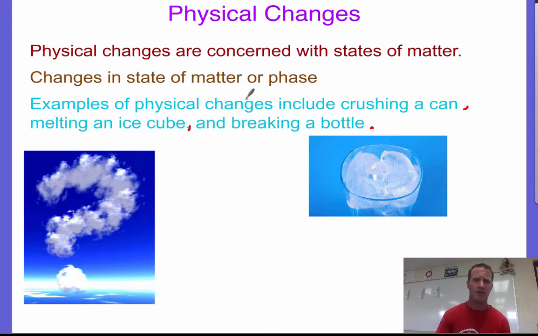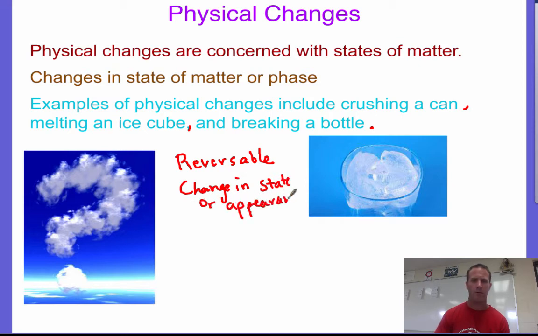Physical changes have a couple of rules. Number one, they're usually reversible. Number two, it's a change in appearance or state. Those are just physical changes, things where you can change their appearance and they go right back. We don't necessarily focus a lot on the physical changes in biology, but it's important to know the difference.